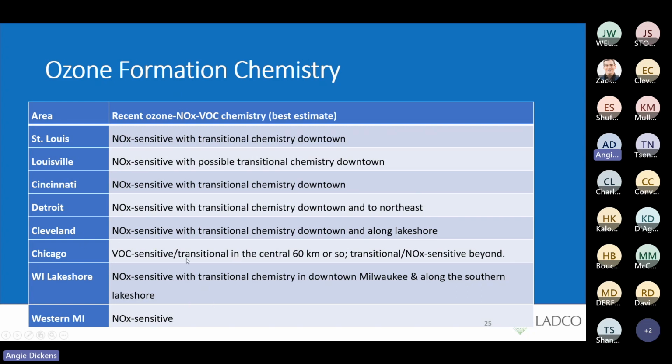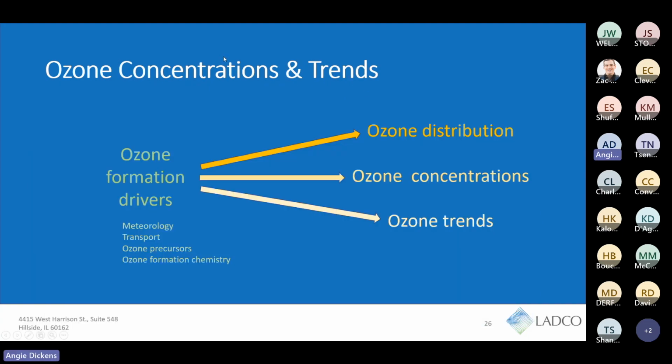Chicago's the one real big outlier. Chicago still has a very large area that's NOx sensitive and kind of shifting to transitional chemistry in the central 60 kilometers or so, kind of surrounded by a donut of transitional and NOx sensitive chemistry outside there. So we're going to talk in the next section about how this chemistry, the impact of meteorology, emissions, and everything are influencing ozone. So that's kind of shifting gears now.